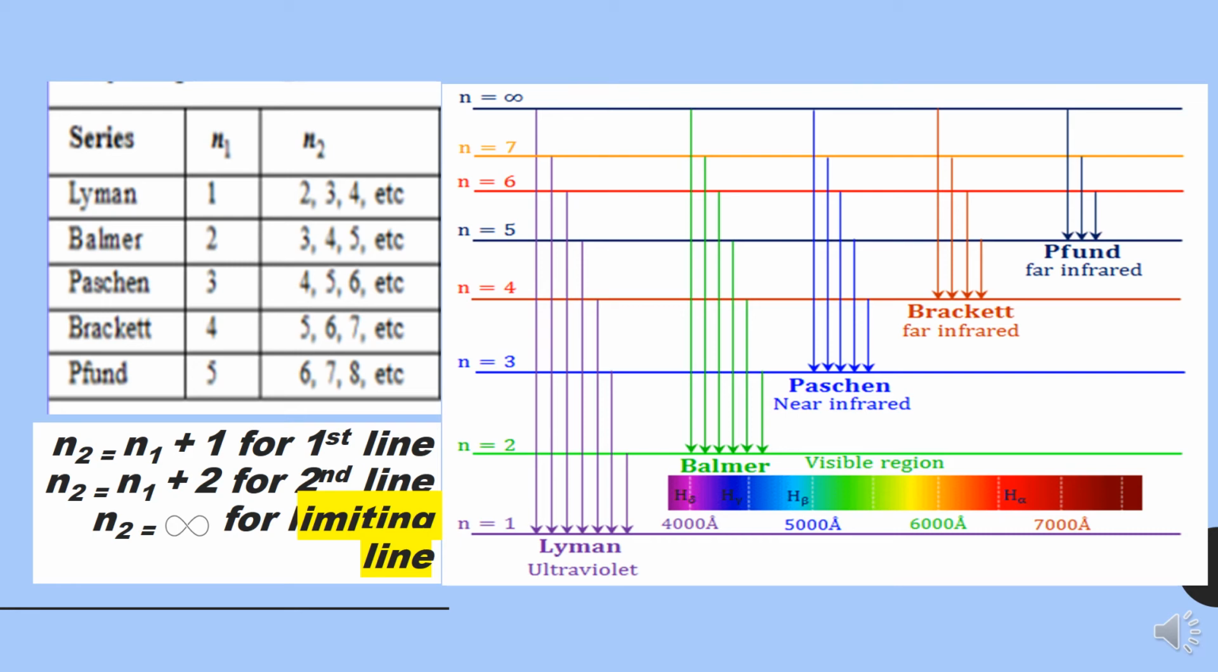Similarly, n2 can have values 2, 3, 4, 5, 6, 7, and so on up to infinity for the Lyman series. Similarly, for the Balmer series, the lowest energy level to which the electron jumps, whose line appears in the visible spectrum, will be 2. So n1 will be 2 for the Balmer series; it is fixed.